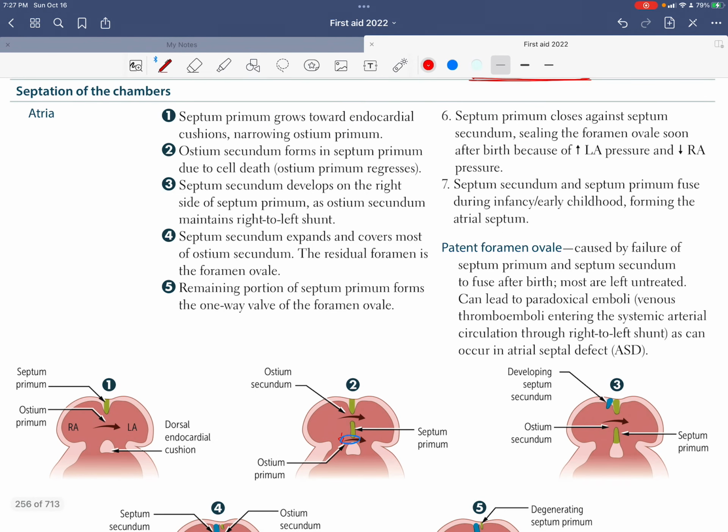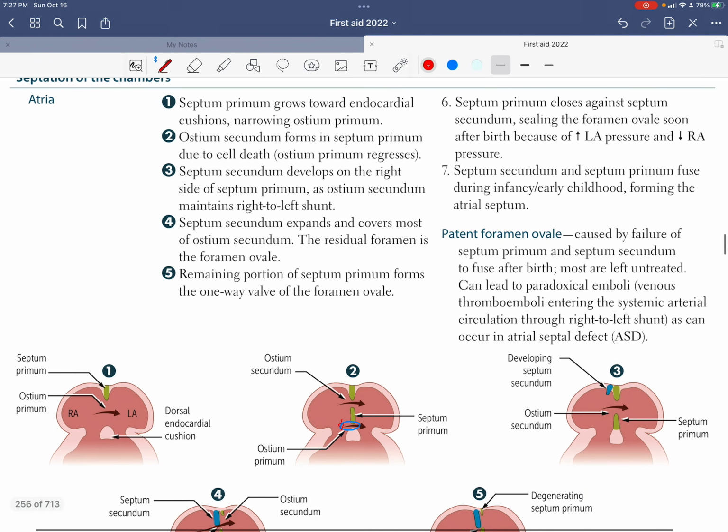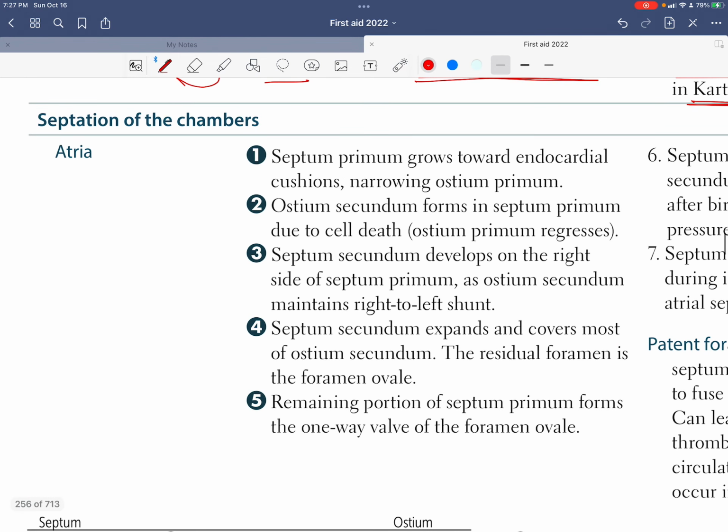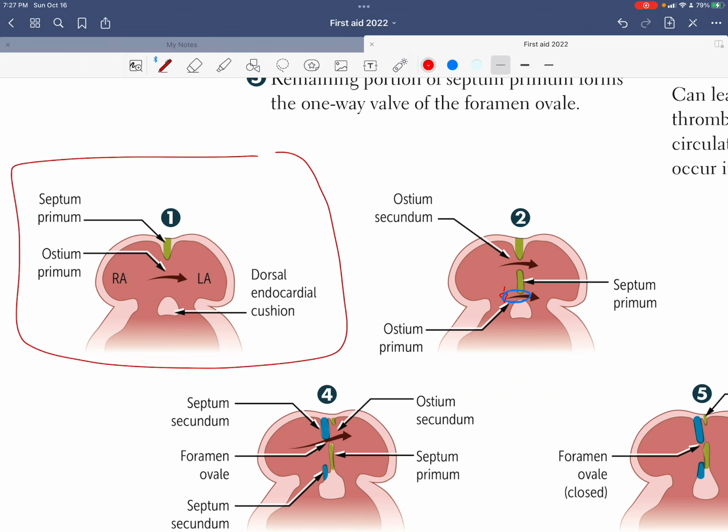For the septation of the chambers, it's a series of steps. These are the shapes that we're going to see. For step 1, the septum primum grows towards the endocardial cushions, narrowing the ostium primum. In this figure, number 1, what is already there is the dorsal endocardial cushion, with the right atrium over here and the left atrium over here.